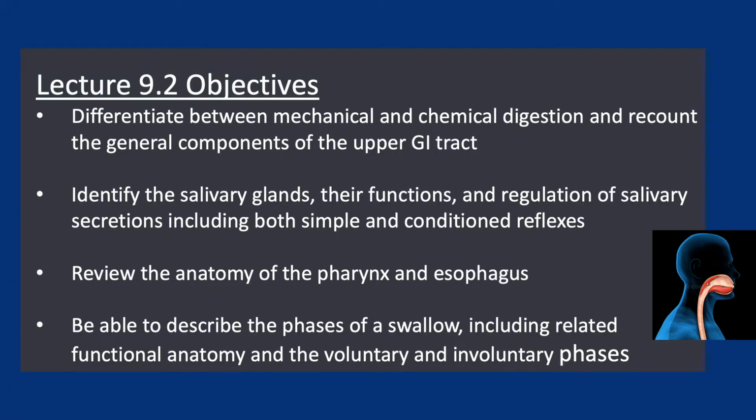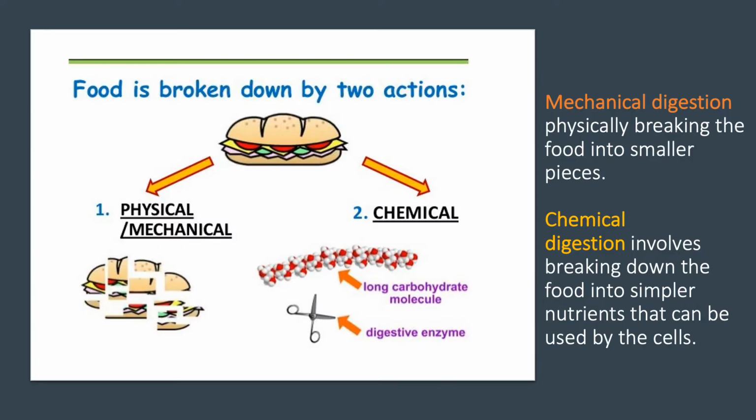We'll begin by differentiating between mechanical and chemical digestion, and then we'll move through the general components of the upper GI tract. The upper GI tract is where digestion begins. And there are two types of digestion we can talk about: mechanical digestion and chemical digestion. So mechanical digestion, shown here, is the breaking down of that ingested material into smaller pieces. Whereas chemical digestion will take those smaller pieces and continue to break them down using enzymes, right? We break down that food into the chemical building blocks, like, for example, breaking down starches to simple sugars.